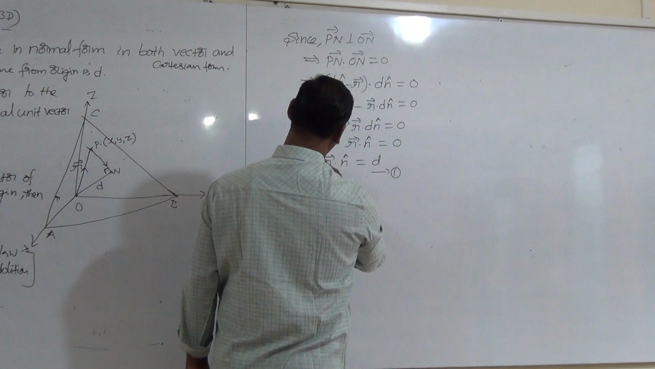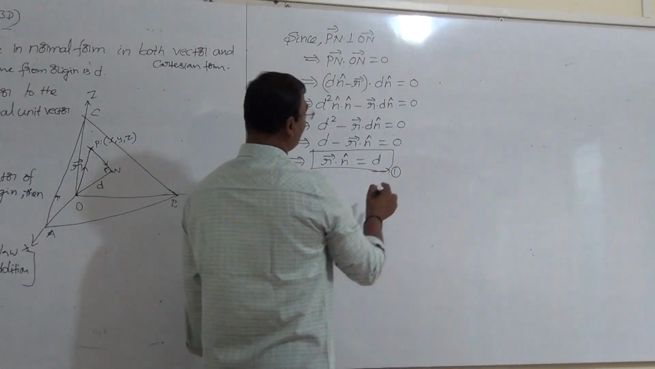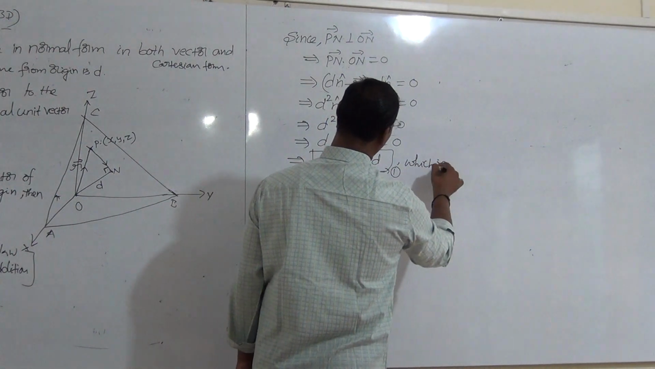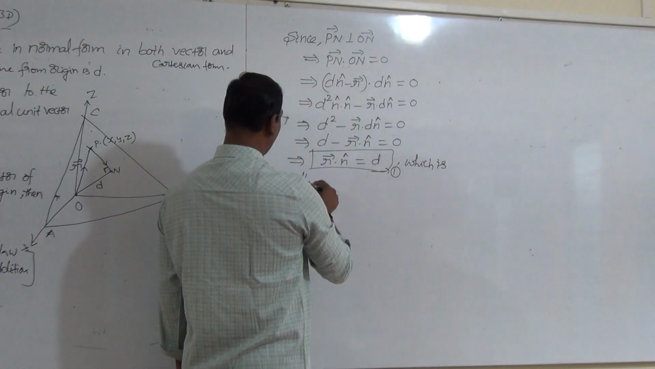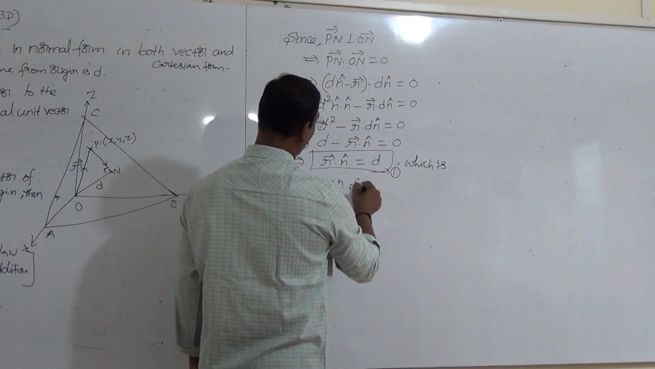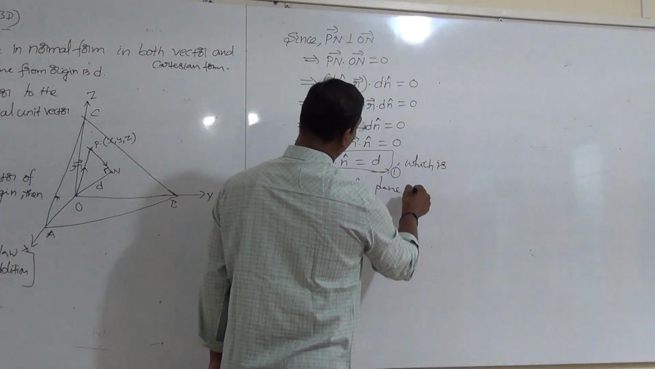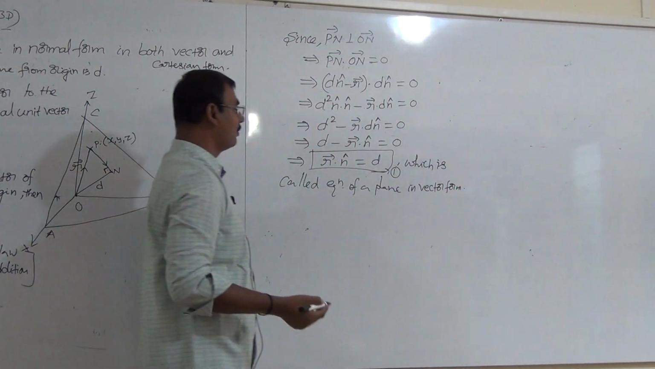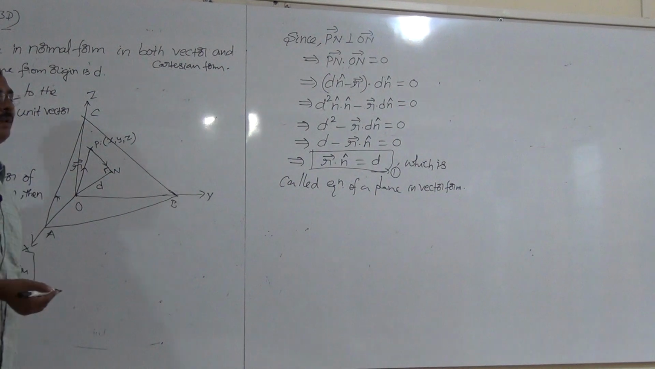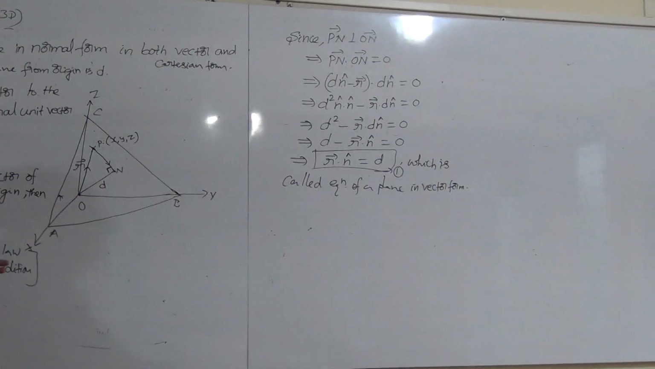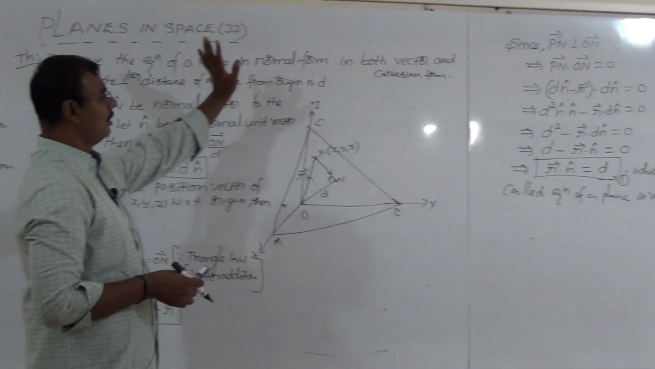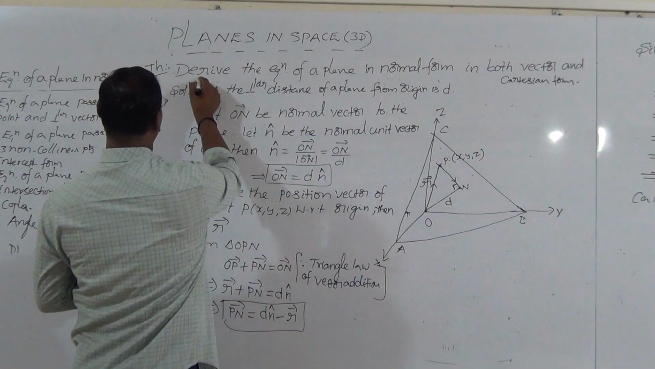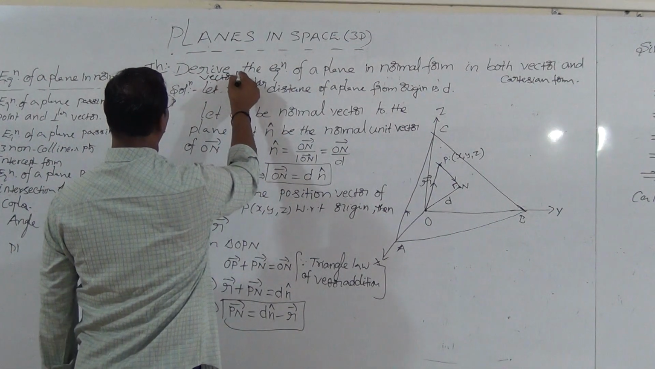What do you call this one? This is called the equation of a plane in vector form. In which form? Vector form. This is very, very important. After deriving the equation of a plane in vector form, the vector form is completed.